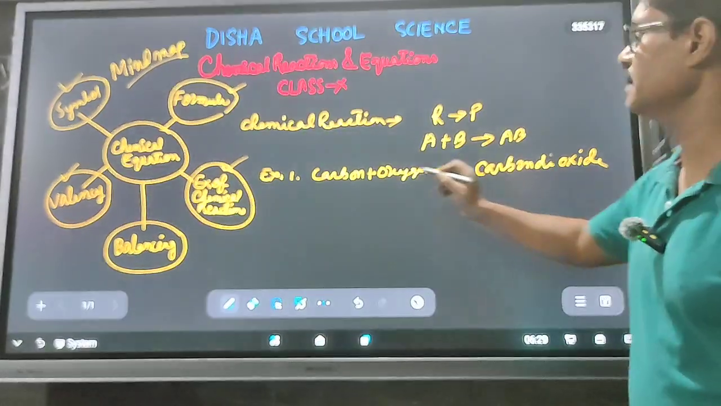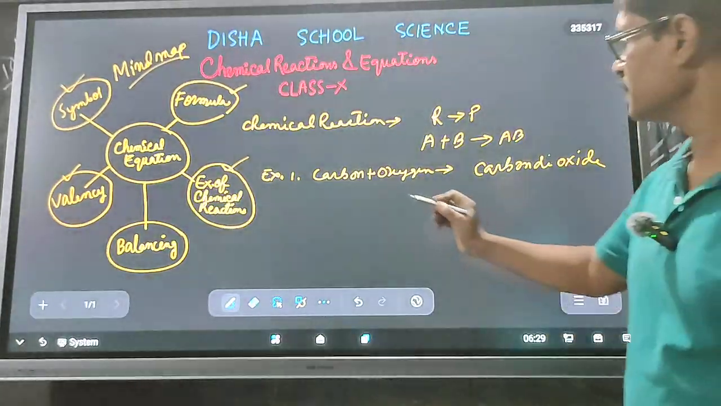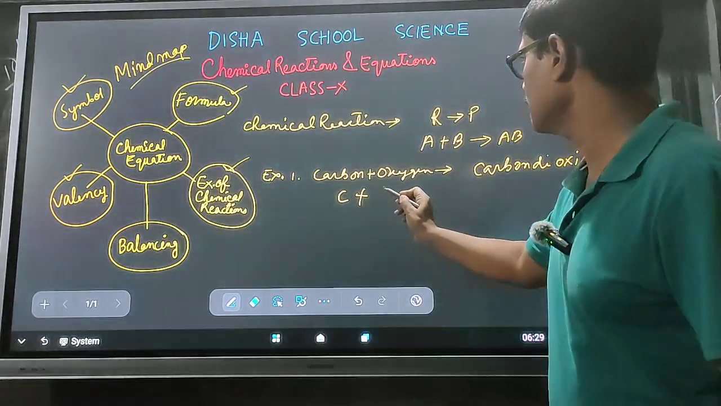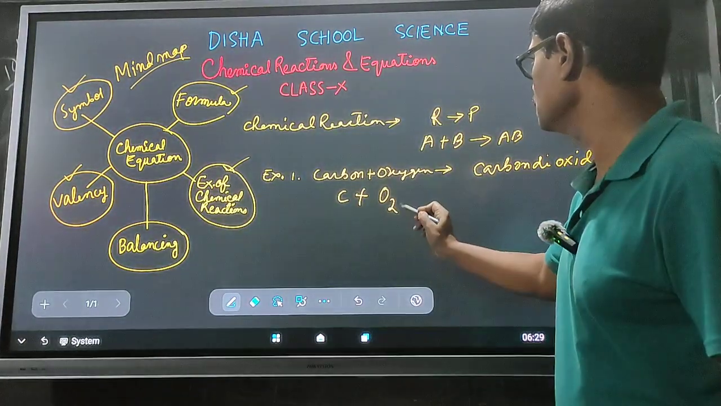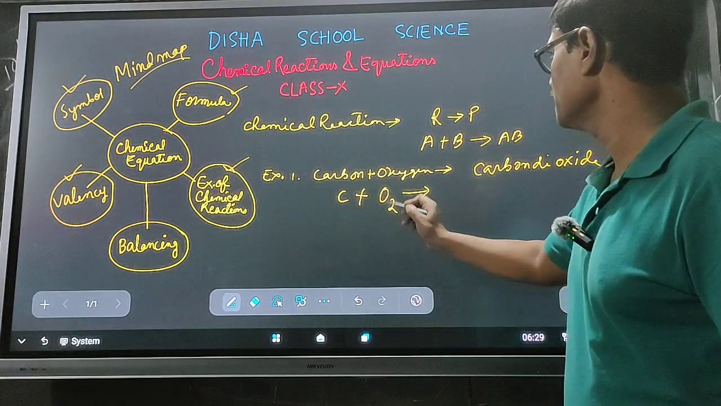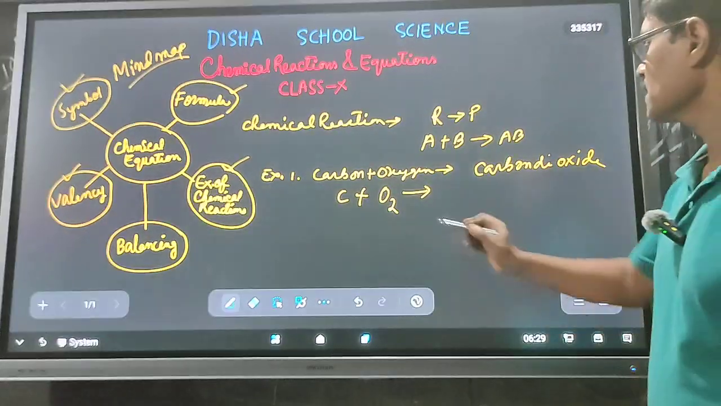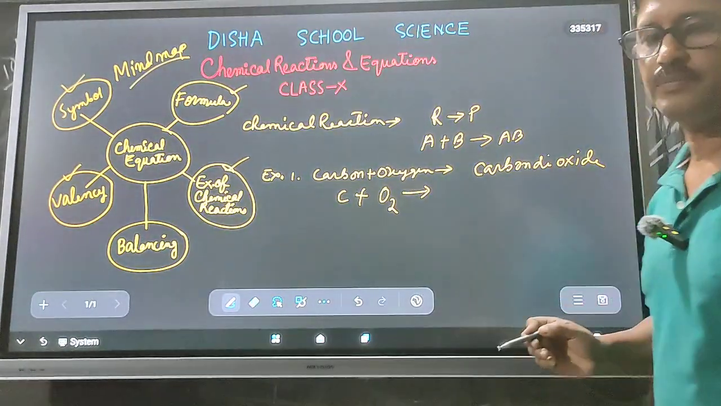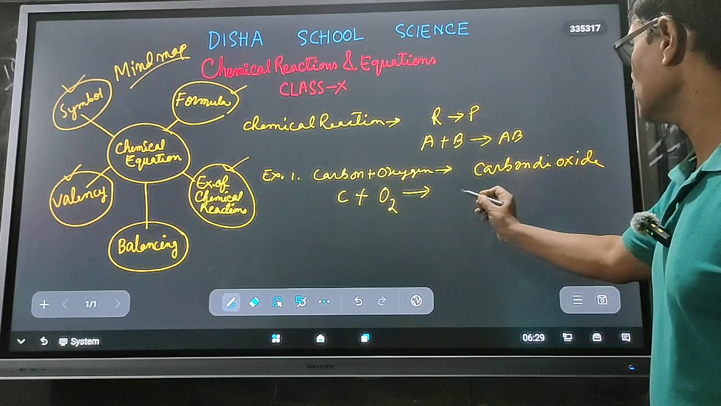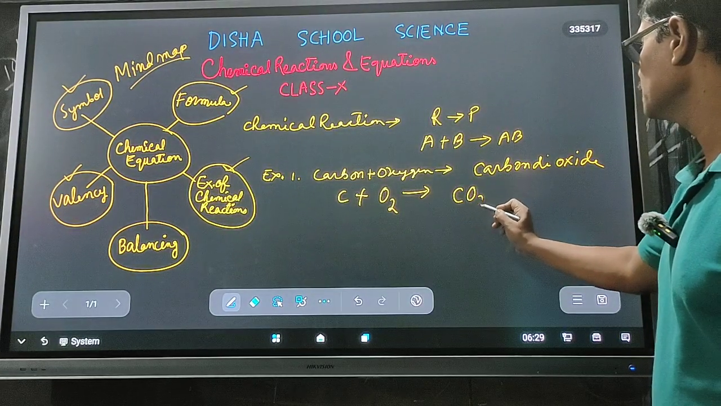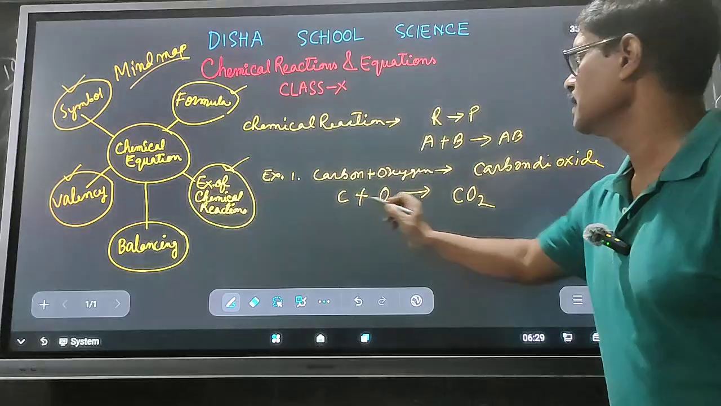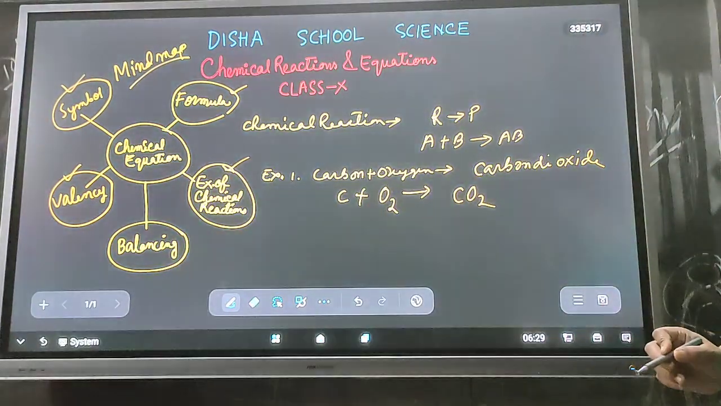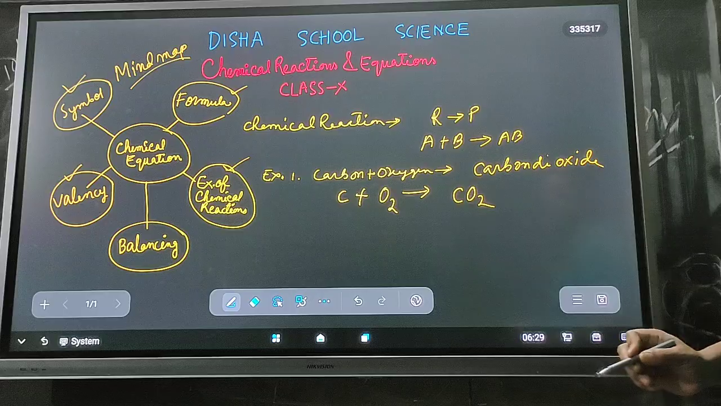Now we have to write it in the form of an equation. For this purpose, carbon symbol is C, oxygen symbol is O2. It is in the form of a molecule. That means two atoms combine to form one molecule of oxygen. So carbon dioxide formula is CO2. So this is the chemical reaction in the form of an equation.